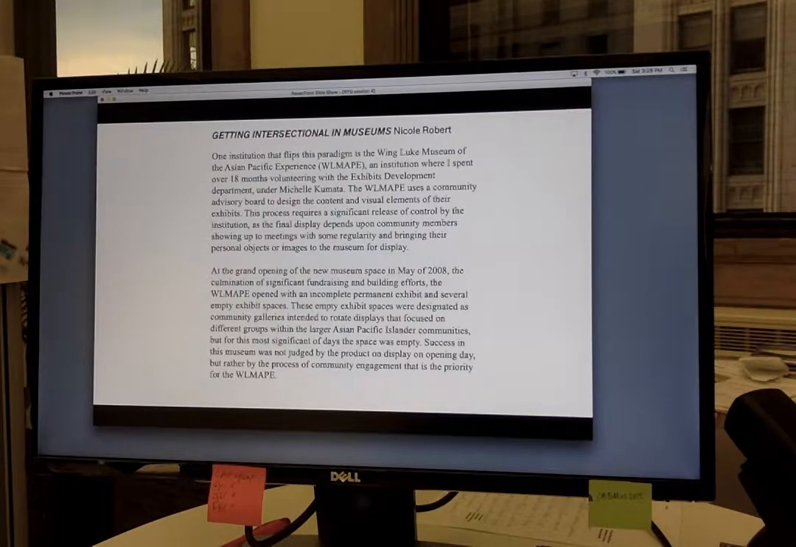Because they believe the process is fundamental, they let go of a final product. And if we let go of a final product, perhaps we can do something like, in this case, having a community advisory board that might design content and visual elements. Now, community, anything is complicated. It can be messy. There's lots of voices.